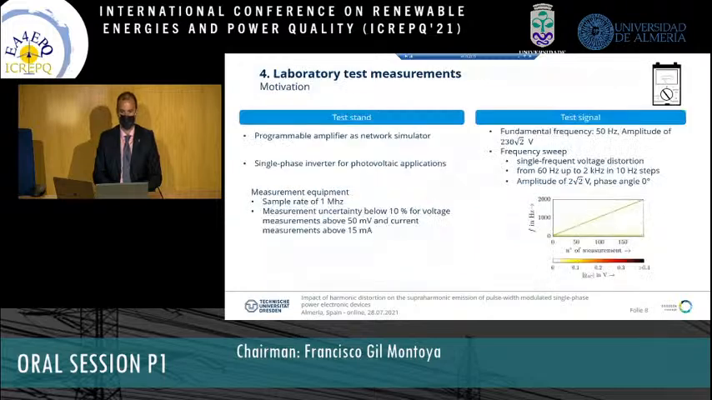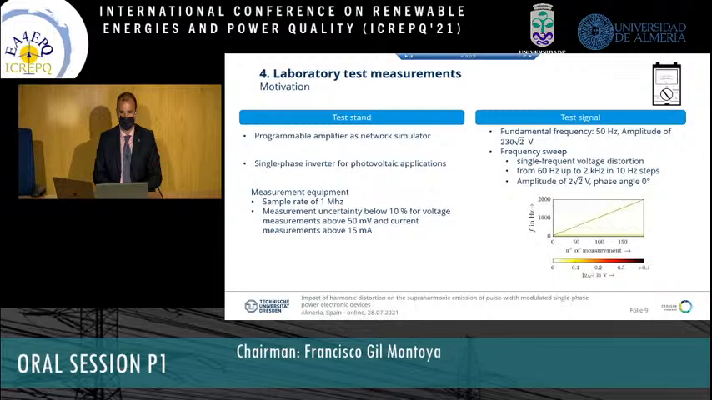So we have set up a laboratory test stand that basically consists of a programmable amplifier as a network simulator to be able to actually apply different voltage distortions. We have used a single phase inverter for photovoltaic applications, but the basic setup for these single phase inverters is pretty general. We have used measurement equipment up to 1 megahertz, so we can actually see some things accurately enough in the superharmonic frequency range.